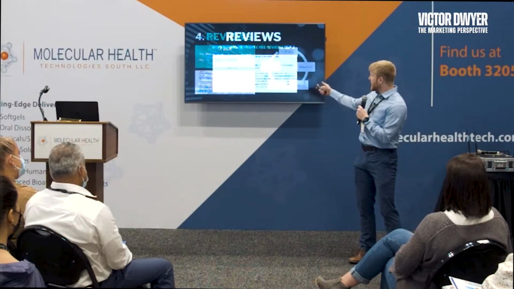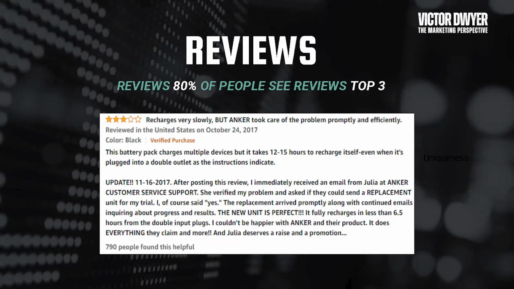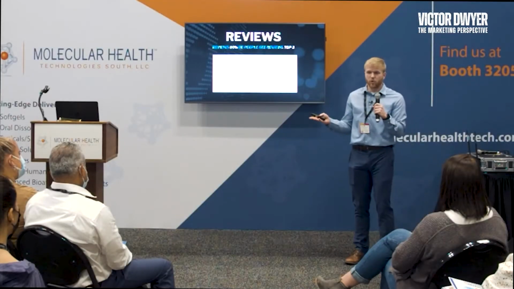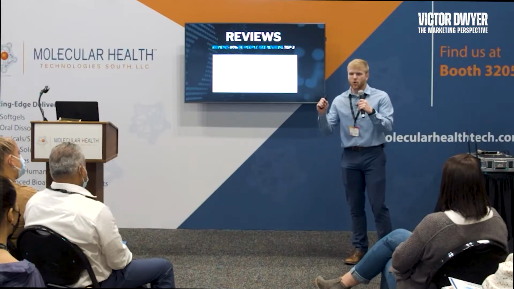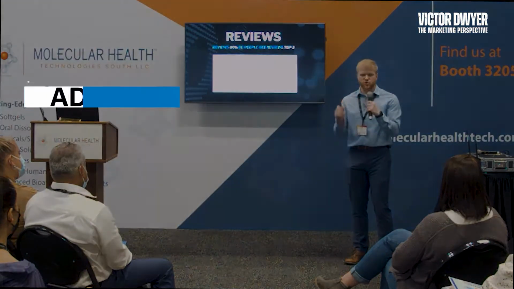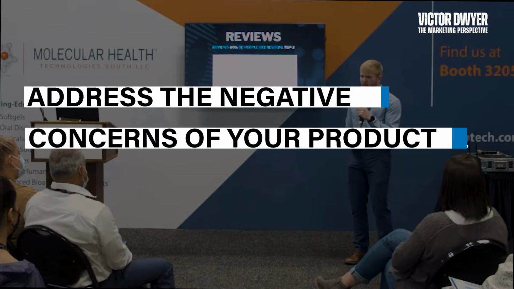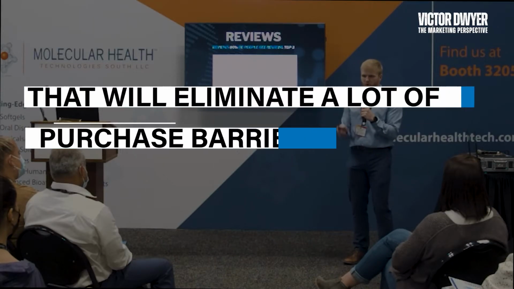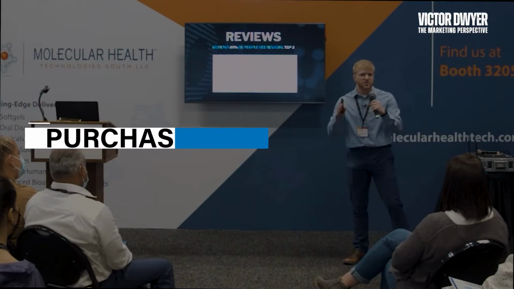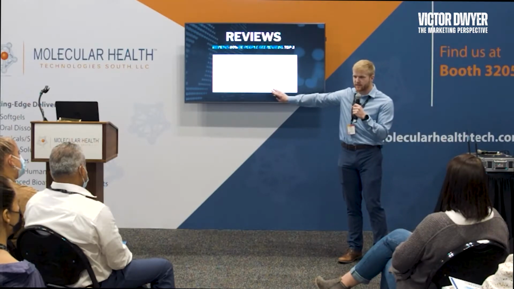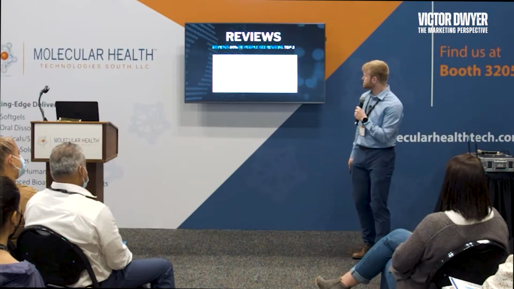For example, if your product does recharge slowly, it's important to say that so that you can justify it for the customer. You can say, hey, some of our products do recharge slowly, but we give a 1-year warranty, so that makes up for it. If you address the negative concerns of your product, that will eliminate a lot of purchase barriers for you. So actually say what is negative about your product rather than just saying all the positive. It's really important to address the negative parts of your product.